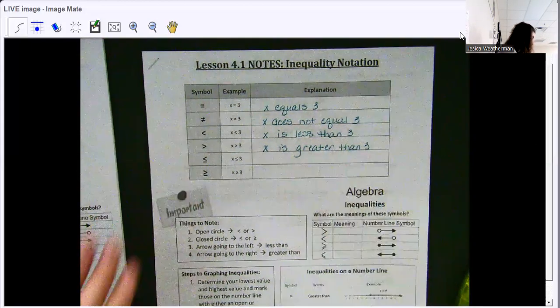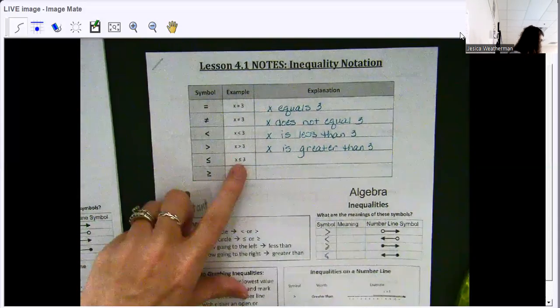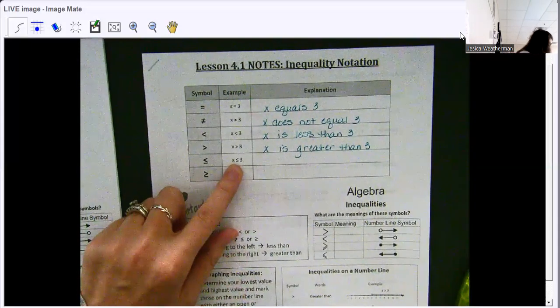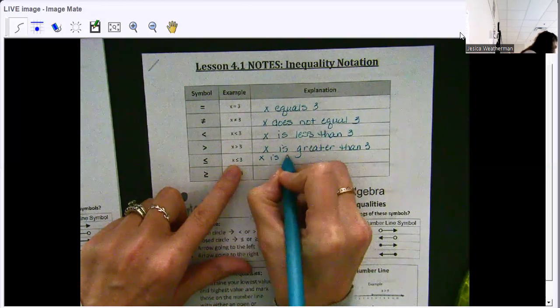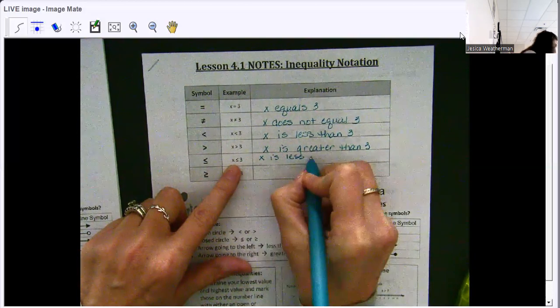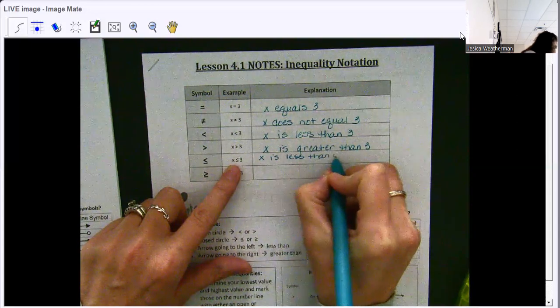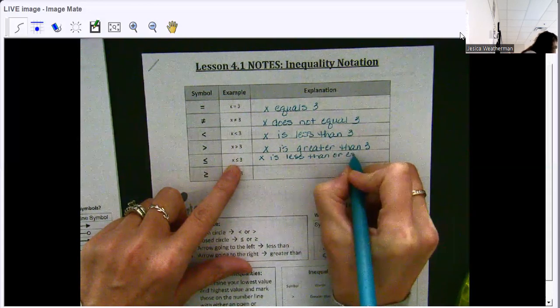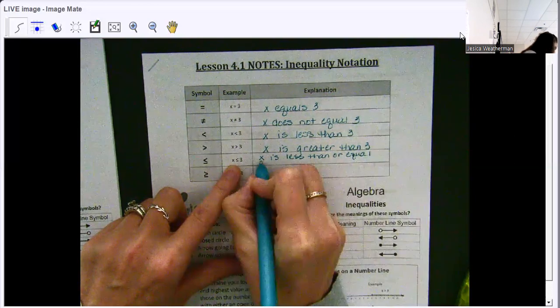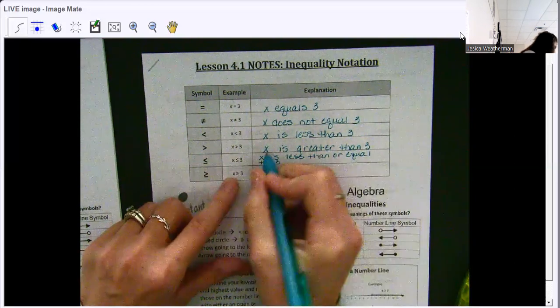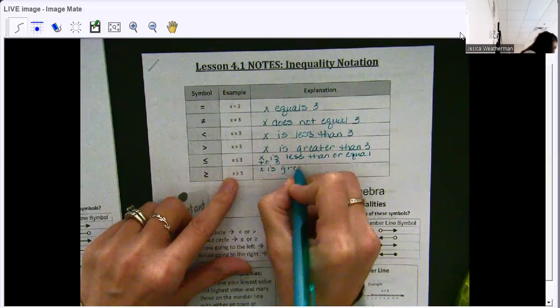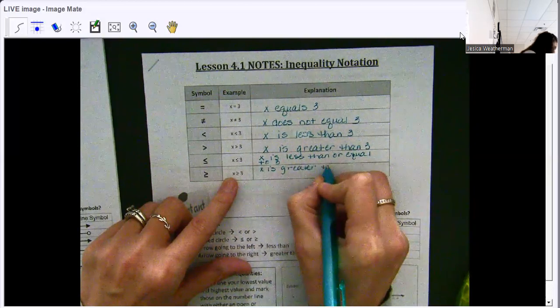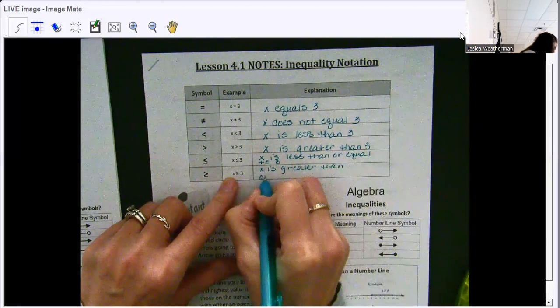Okay. Now we get down to this, where you have part of an equal sign underneath your inequality. That means that it can be equal to 3. So in this case, x is less than or equal to 3. And then this one is x is greater than or equal to 3.